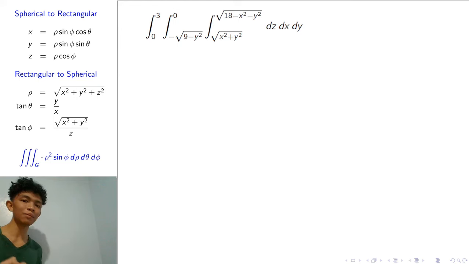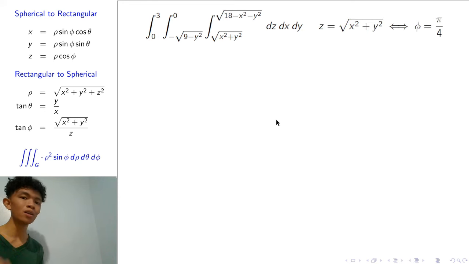We'll do the same process for this next example. You have another triple integral in rectangular coordinates. Your z bound here for the lower limit of integration is a cone, z equal to square root of x squared plus y squared, which, as we all know, is just equivalent to phi equal to pi over 4.